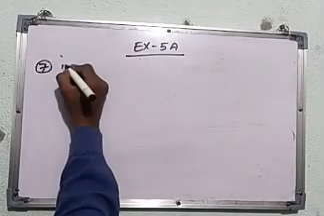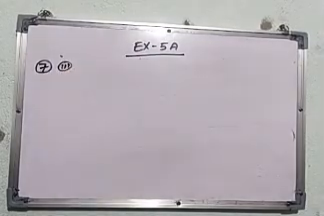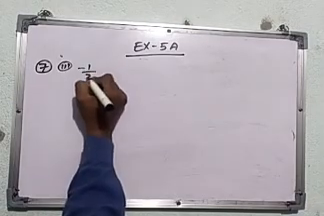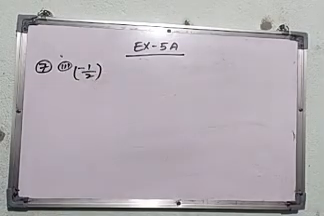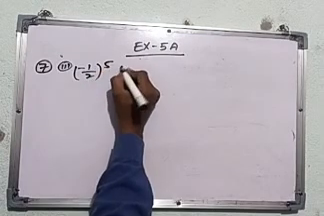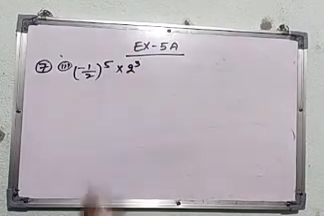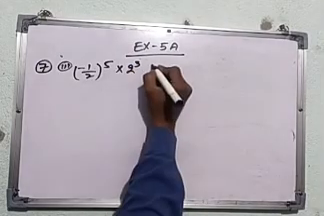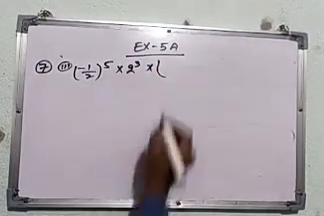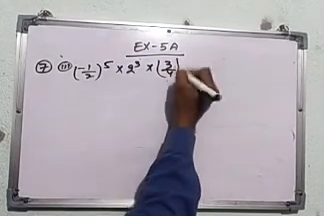You see the third question. You have minus 1 by 2 power 5 into 2 cube into 3 by 4 squared.